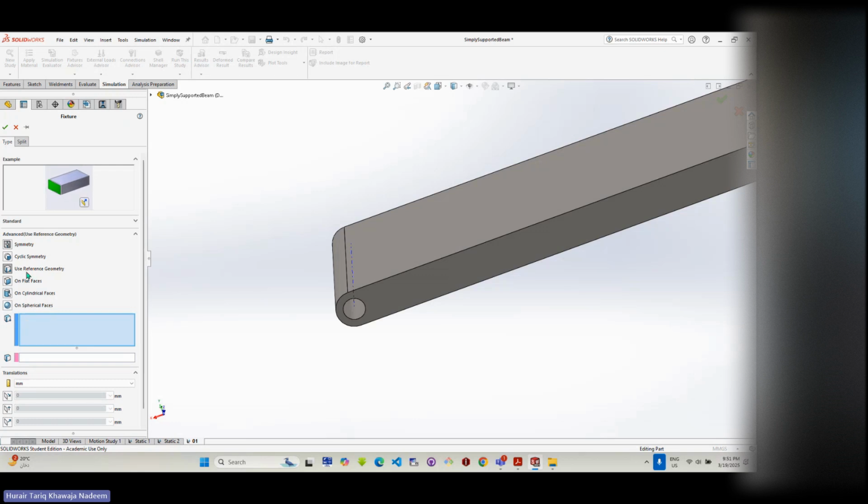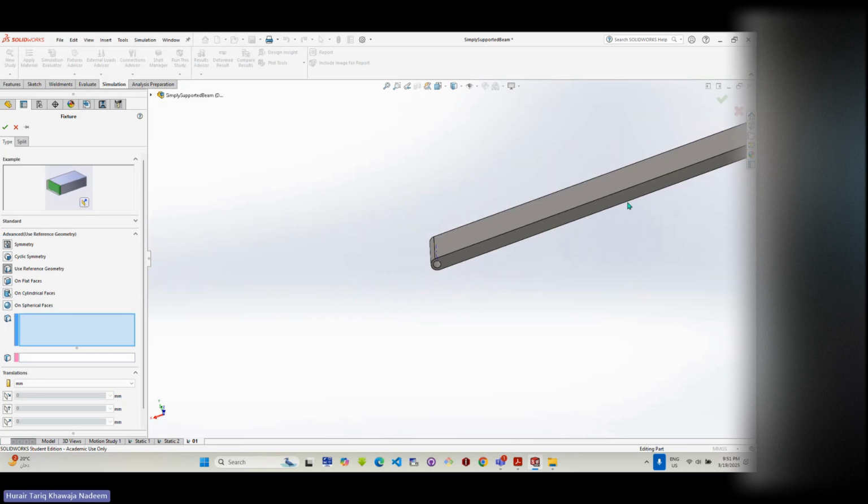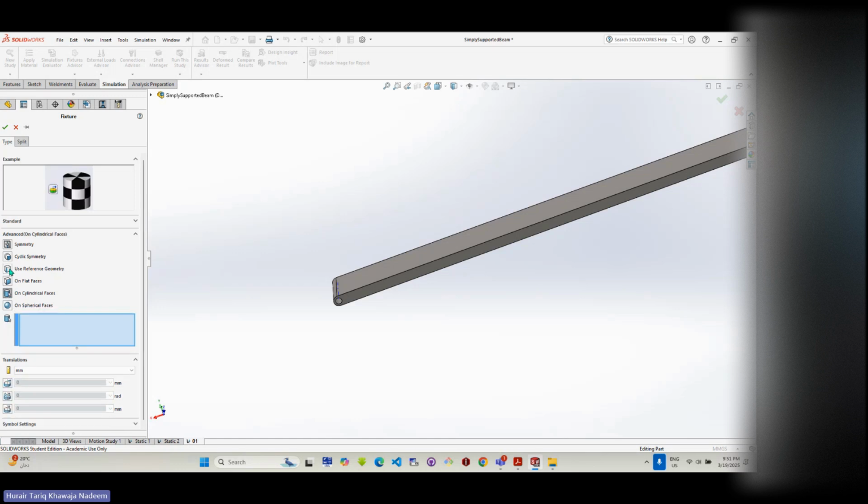So you can go to reference geometry and do all the work which are done by these three, or you can quickly go to these options and apply the constraints. Instead of going over here, I can straight away go to on cylindrical surface. But remember, I can go to reference geometry and do the same thing as well. This reference geometry can do all these three things except the top two.